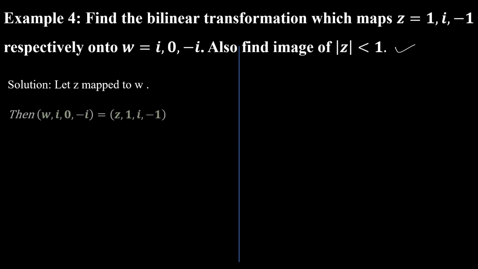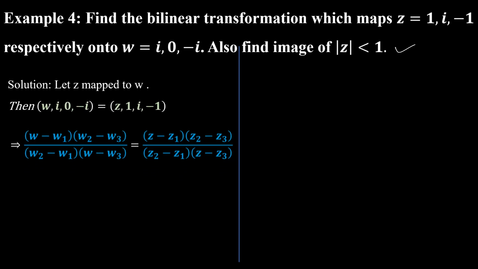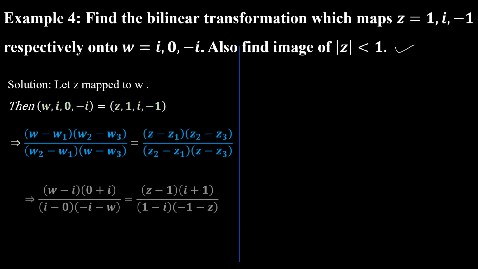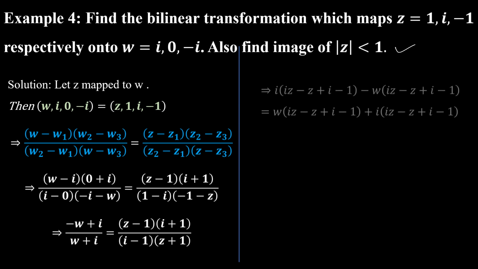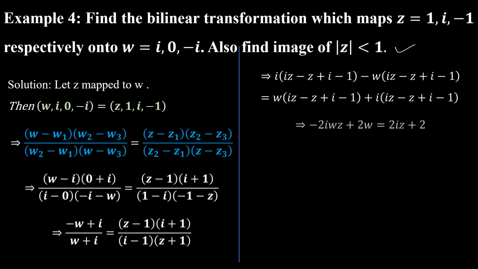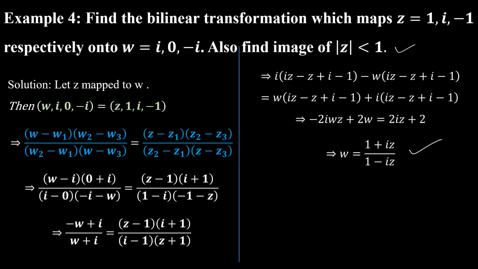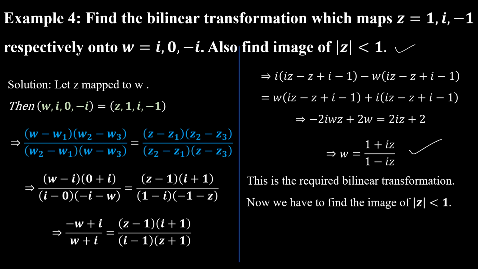So again what we do, we have the cross ratio. By having the cross ratio, we can get the bilinear transformation. This discussion we have done earlier in a few examples. So directly I go to the bilinear transformation that we get: w = (1 + iz)/(1 - iz). This is the required bilinear transformation. Now we have to map this under this bilinear transformation.